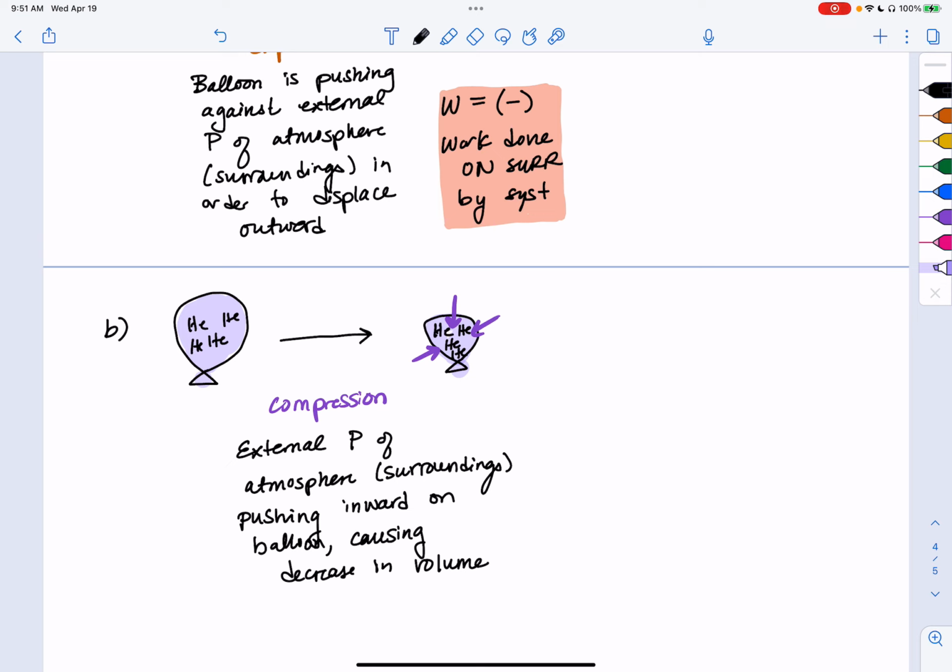So what does that mean about work and its sign? In this case, because we have the displacement due to our contraction happening in toward our system, our helium particles are becoming closer together. That means that the external pressure is pushing on our balloon and work is being done on our system. So the sign of work is positive. Work is done on the system by the surroundings.